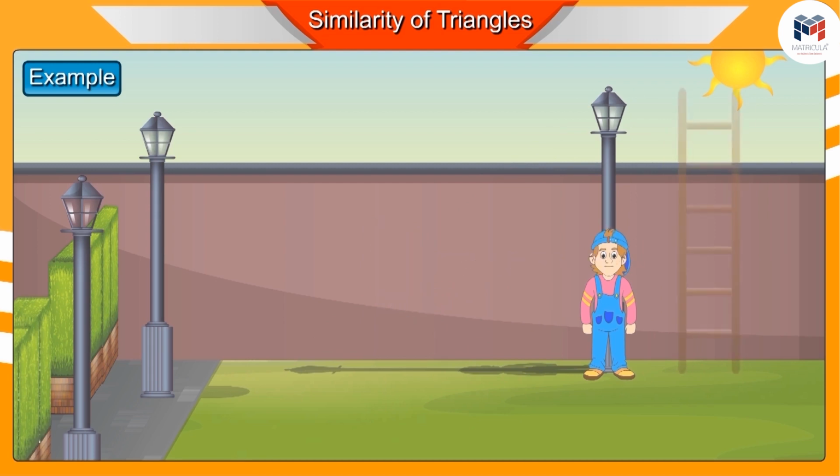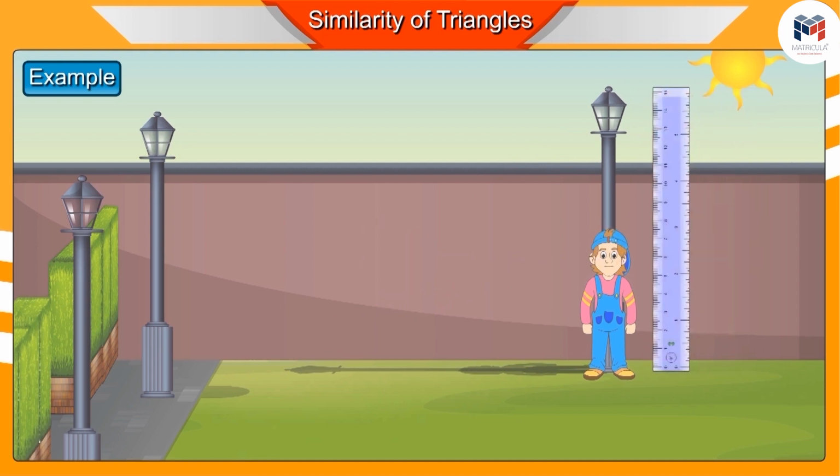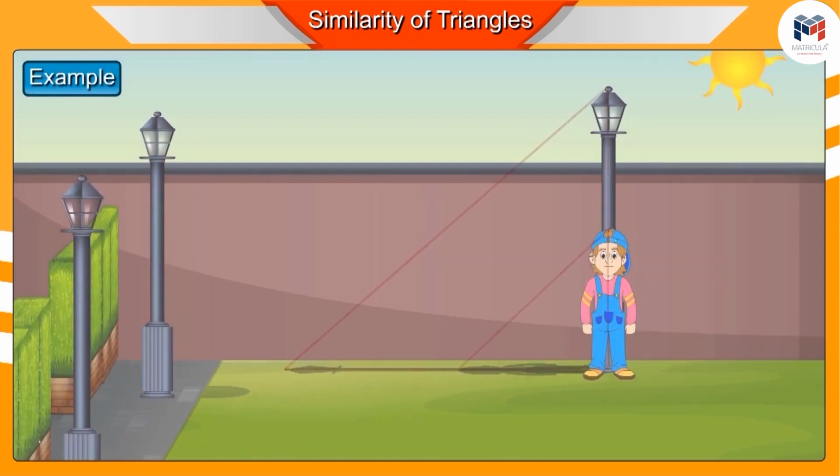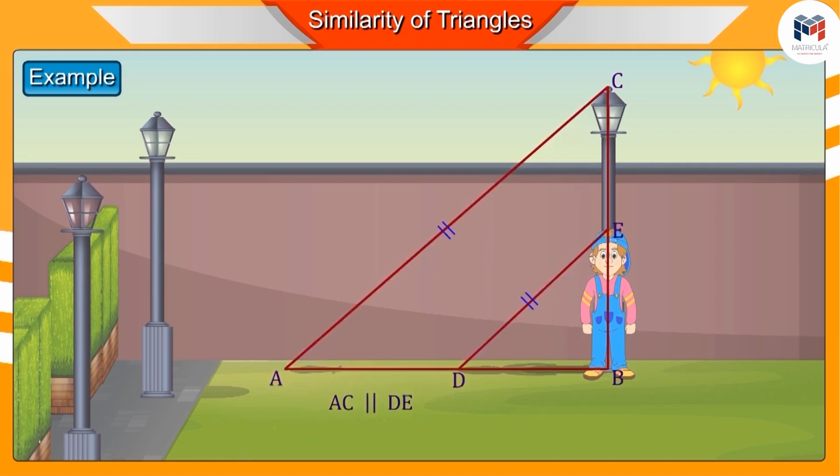You may think that it is not possible to do this without a ladder and a scale. But solving this and such similar questions becomes easy with the help of the basic proportionality theorem. If you observe carefully, you will notice two triangles, ABC and DBE here, in which AC and DE are parallel to each other, where AC and DE are the lines connecting the ends of the shadows of Nakul and the pole to their maximum height.